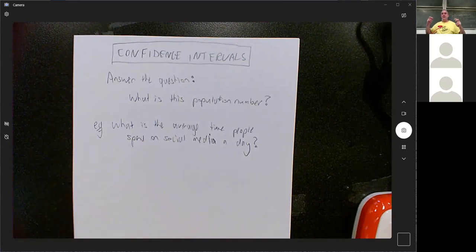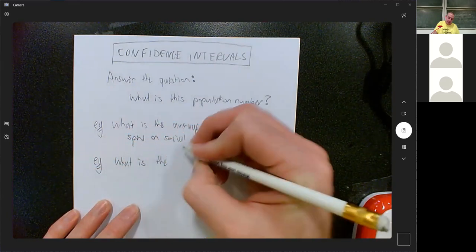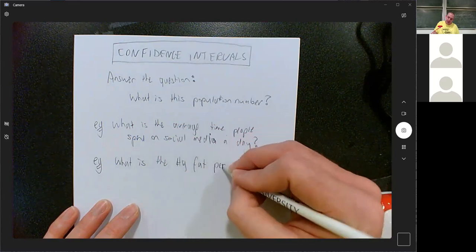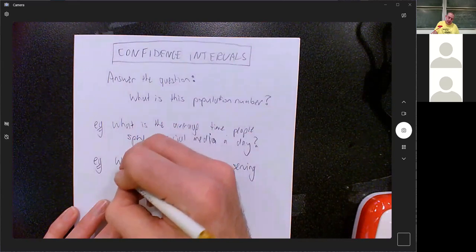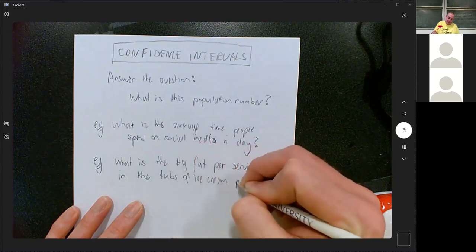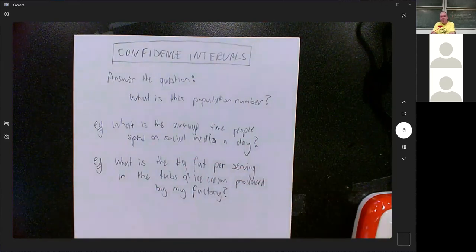When we say population in statistics, it doesn't always literally mean an actual population. The population might not even exist yet. Just as an example, what is the number of grams of fat per serving in the tubs of ice cream produced by my factory? That population doesn't even exist yet, right? Because I'm talking about the ice creams that are made by my factory in the future, the ones that could be made. So just be aware that populations don't have to actually exist. They're often about the future.